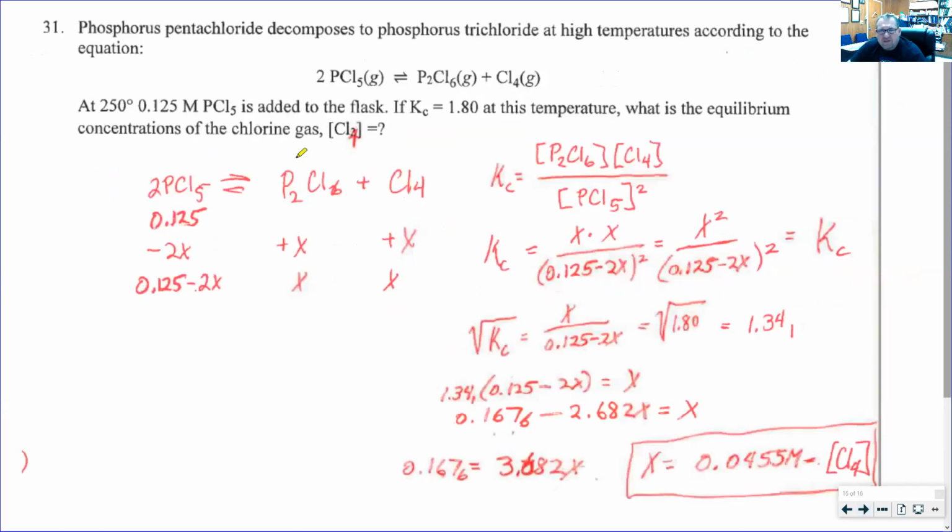Problem number 31 says you've got 2 PCl5s decomposed to form 2 PCl6 plus Cl4. And then you've got a certain amount of reactant put in the flask. You've got a value of K sub C, and I want to know what is the concentration of the product Cl4. So this is an ICE problem.